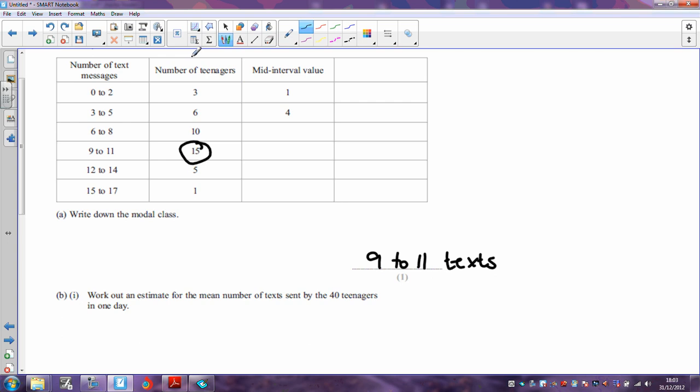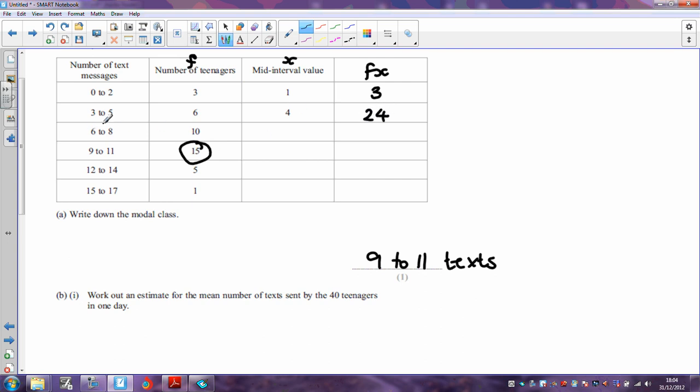And we're going to multiply, if we like, we call this our frequency column, and this is our x column. We're going to work out f times x for each of those. So 3 teenagers sent on average 1 text each, so that's a total of 3 texts. 6 teenagers, if we look at the second group, 3 to 5, these 6 teenagers each sent roughly 4 texts. So altogether, they sent 6 times 4, well, that's 24 texts altogether.